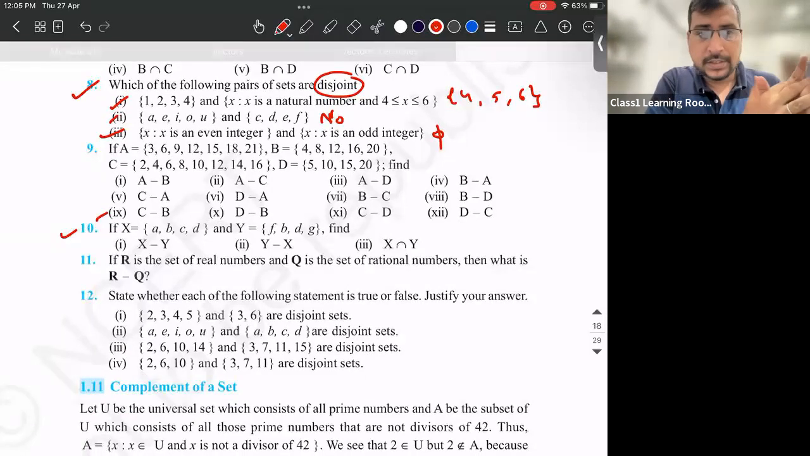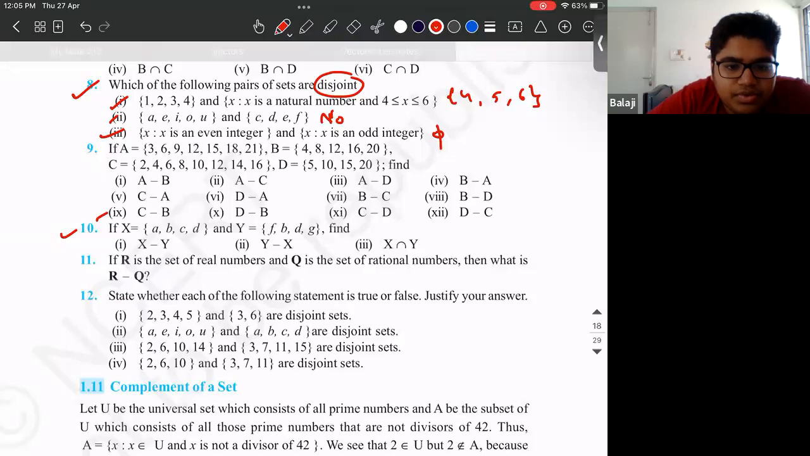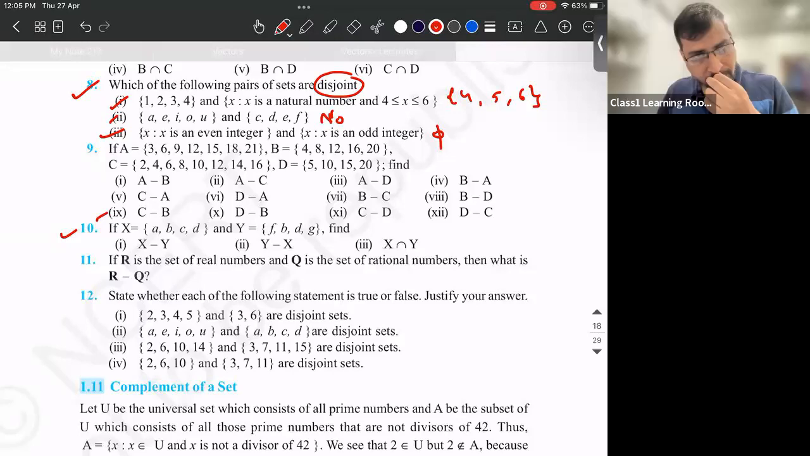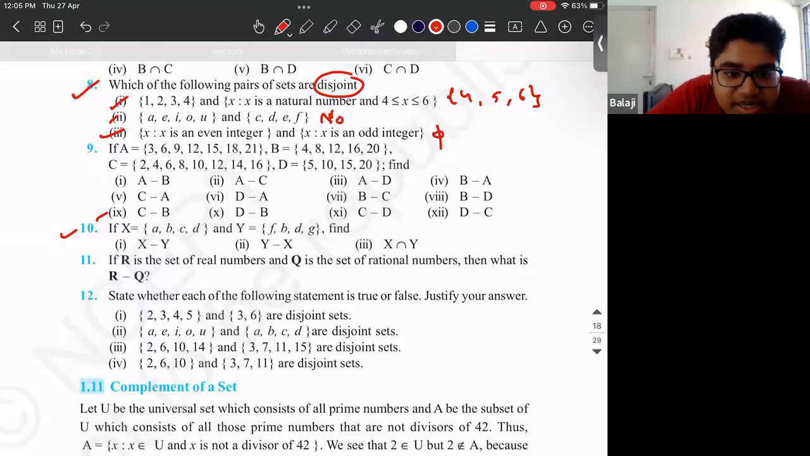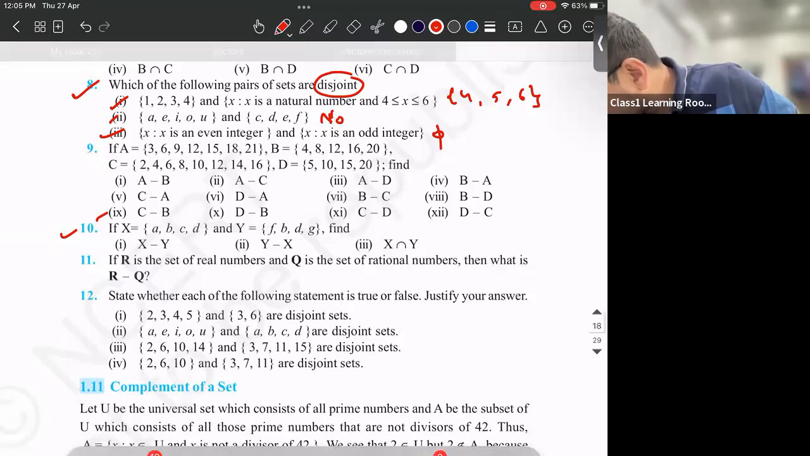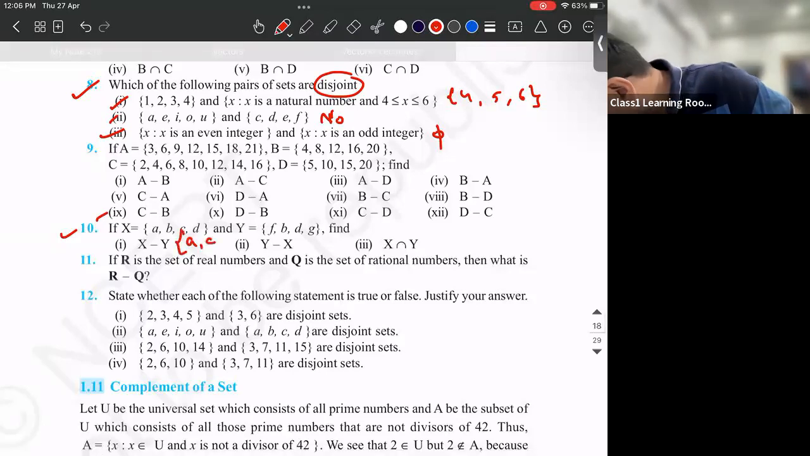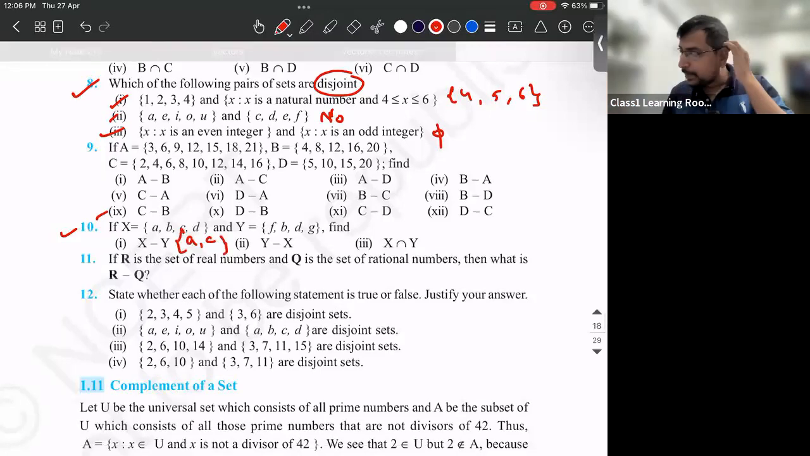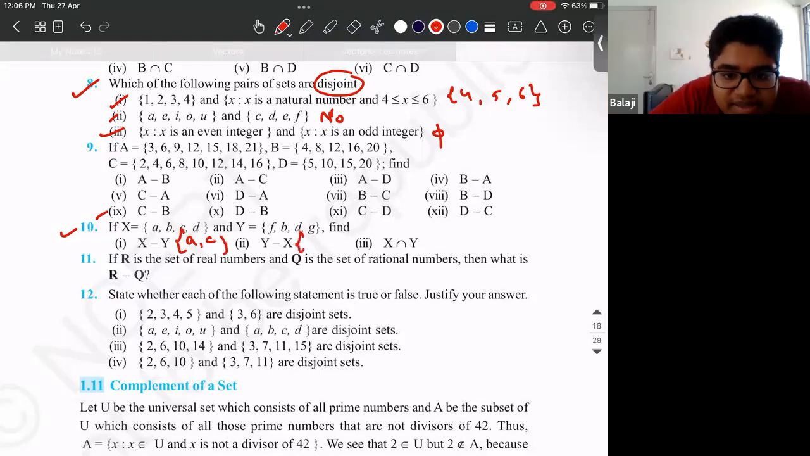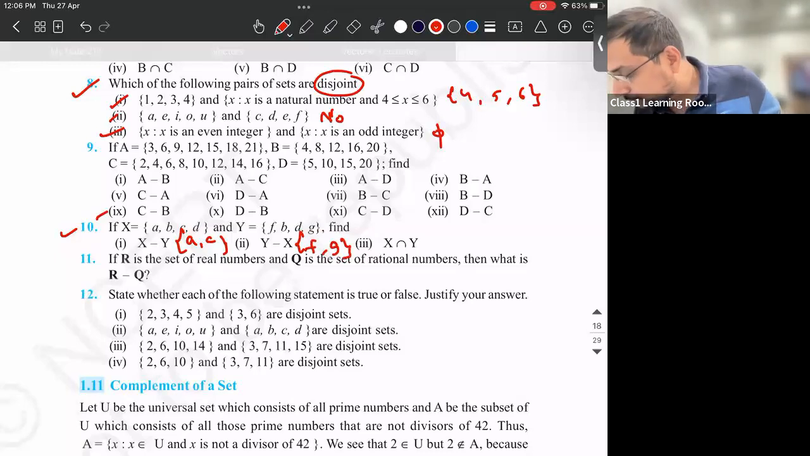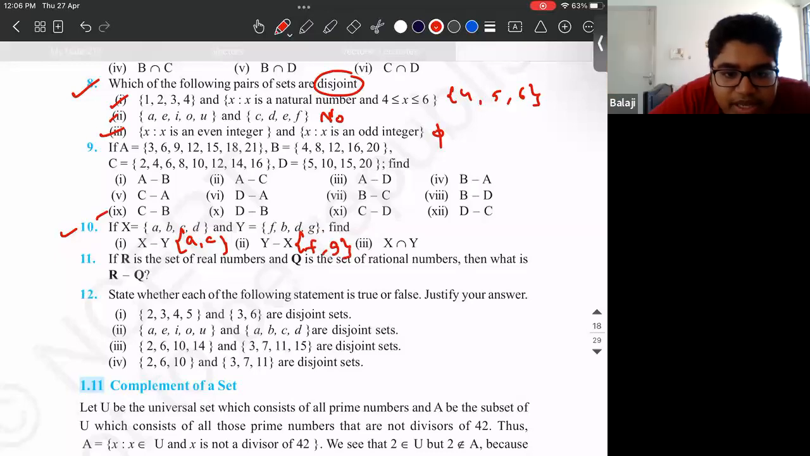Okay. Balaji, 10th one. Yes, sir. X equal to A, B, C, D and Y equal to F, B, D, G. Correct. So X minus Y is everything in set X except B and D. So what should I write? A, C. Yes. What about Y minus X? For Y minus X, we have F and G. For X intersection Y, we have B and D.